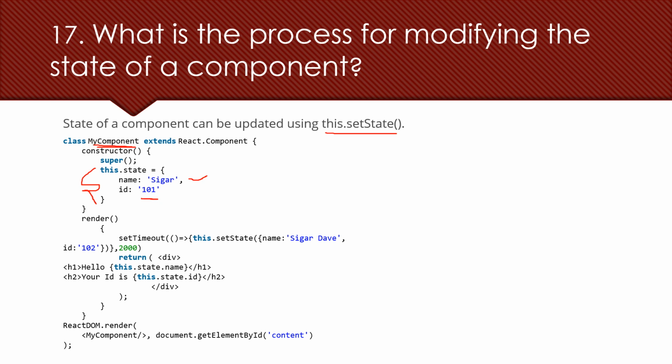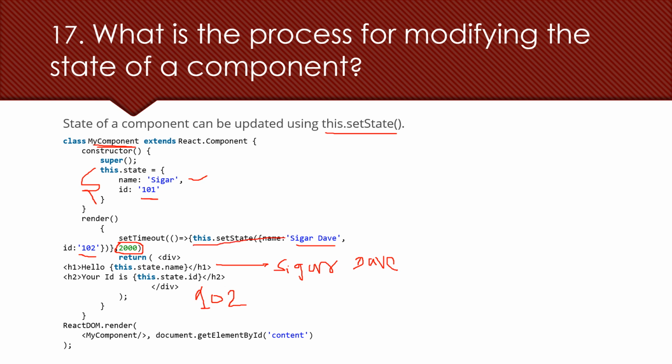In the render method, after 2000 milliseconds of timeout, let's say 2 seconds, I want to change its state's value for the name and ID variables, from Seeger to Seeger the way, and ID from 101 to 102. So when this is printed, it will be hello Seeger the way, because it has the timeout and now the value has been set, and your ID would be 102. This is how we can set it.